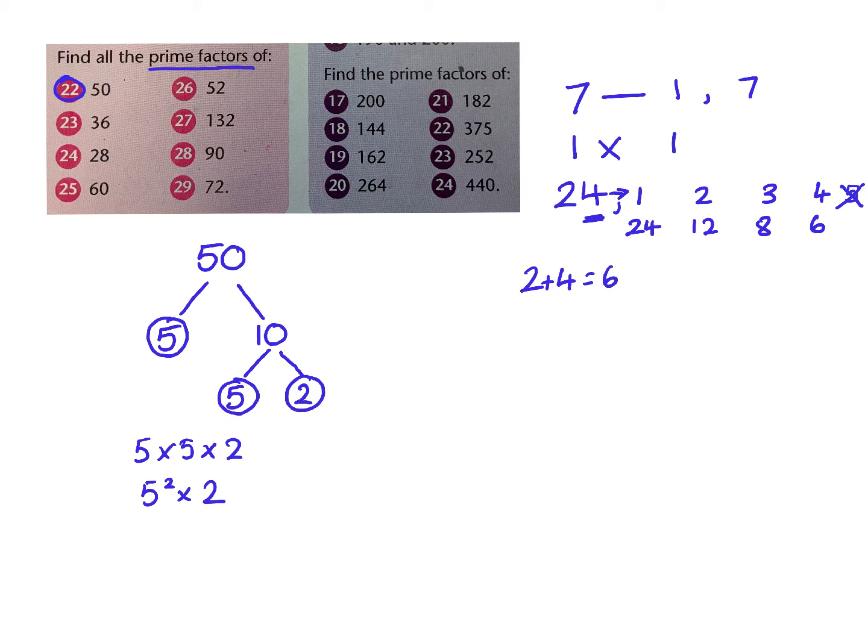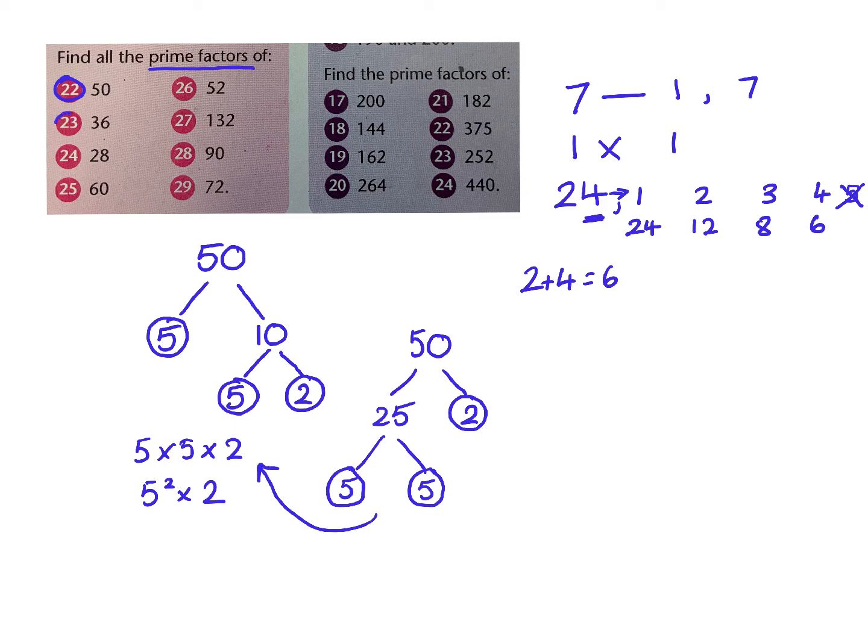Now you might have gone about that question in a different way. You might have said, well, 50, I know that that's 25 multiplied by 2. 2 is a prime number. 25 is 5 multiplied by 5. And they are prime numbers. So we're going to stop there. You still get the same answer. So that was question 22.